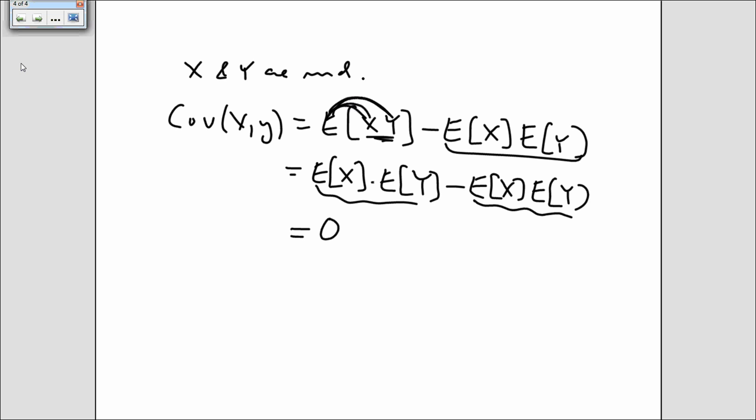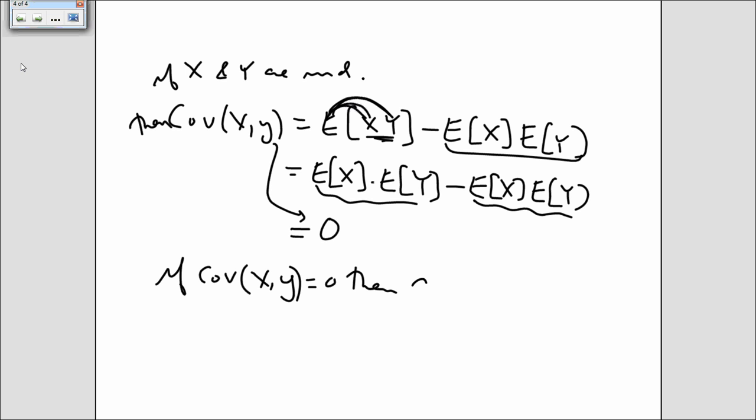Okay. So, if x and y are independent, then the covariance of x and y is 0. But is it true the other way? If the covariance of x and y is 0, then are x and y independent?